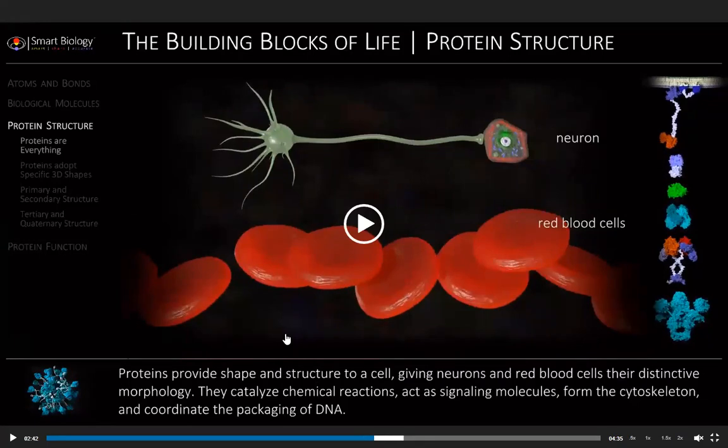Proteins can catalyze chemical reactions. They can act as signaling molecules. For catalyzing chemical reactions, we can think of enzymes. For acting as signaling molecules, you can think of neurotransmitters, you can think of growth factors. They form the cytoskeleton, so you can think of the actin filaments, you can think of the microtubules, and they also coordinate the packaging of the DNA. In this case, we are talking about the histone proteins. Histone proteins, especially in eukaryotes, of course, allow the DNA to come very close and form the very distinctive higher order structure that we see in our chromosomes.